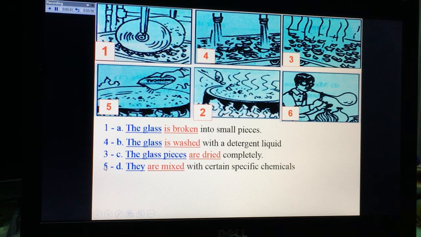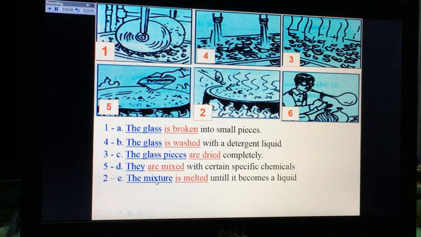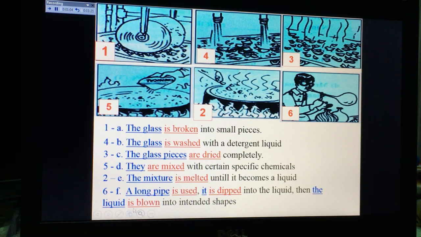And picture 5 goes with sentence D. They are mixed with certain specific chemicals. And picture 2 goes with sentence E. The mixture is melted until it becomes a liquid. And the last sentence, picture 6, sentence F. A long pipe is used. It is dipped into the liquid, then the liquid is blown into intended shapes.